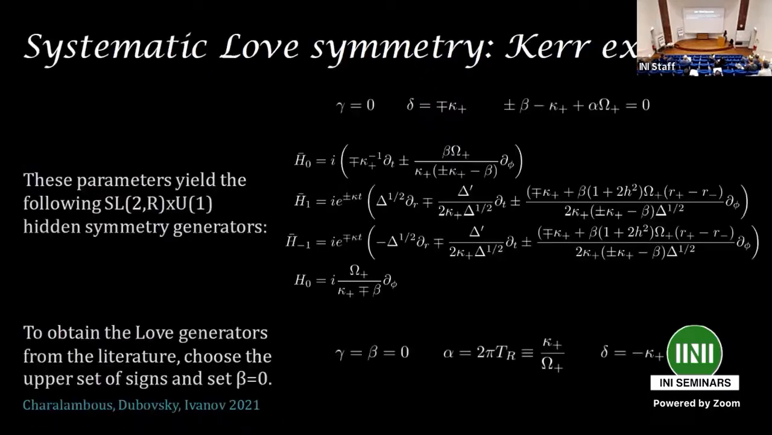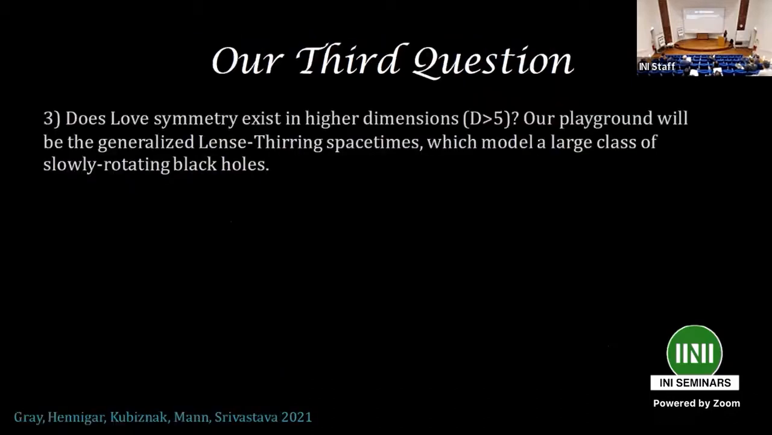So our second question that I had asked previously was, is there a way to systematically determine the love symmetry generators? And I think so. I think this is what we've just outlined. And so we can use our result from question 2 to ask our third question, which is, does love symmetry exist in higher dimensions? And this is going to be where the Lense-Thirring spacetimes come in.